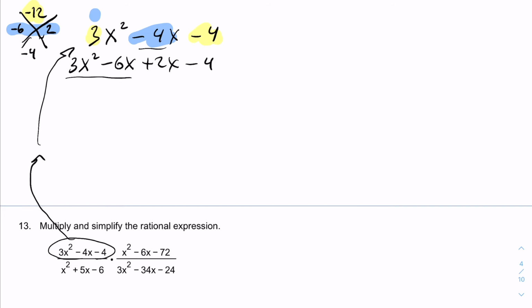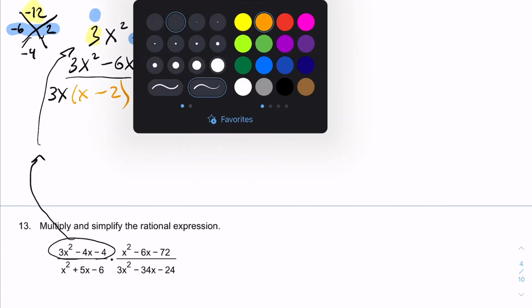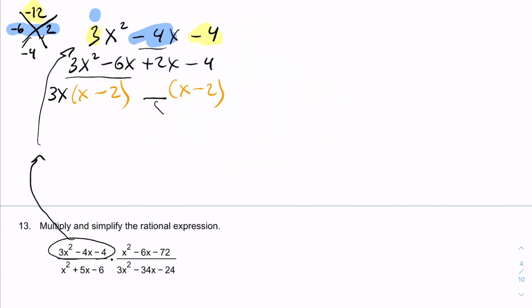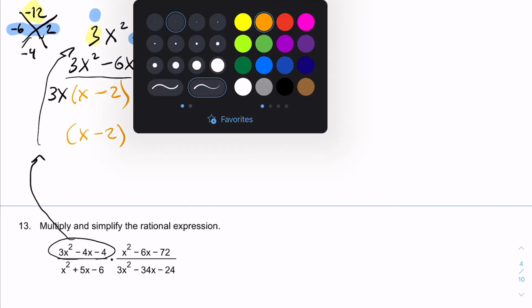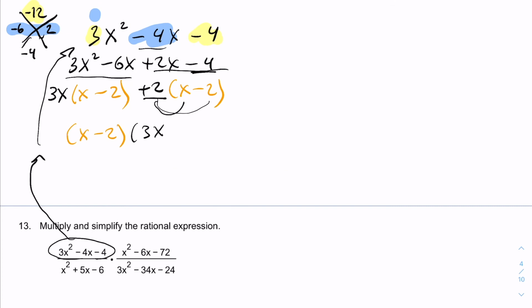Now we got to factor by grouping, and I see a common 3x that we'll factor out. What's left after I do that? What's left is an x minus 2. Now we better get x minus 2 here, so we try to see if we can. And what times x will give us this grouping? Well, how about 2 times x gives us 2x, and 2 times negative 2 gives us negative 4. So that looks great. We can factor out the common x minus 2. What do we have left? 3x plus 2.